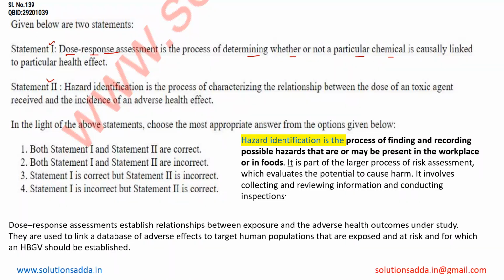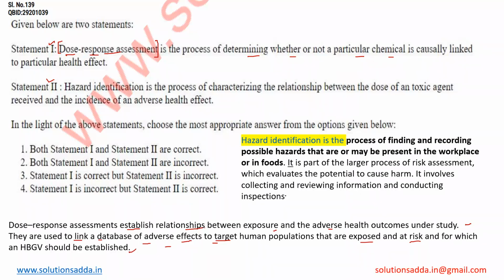We need to understand the meaning of dose response assessment. By the definition of dose response assessment, it is to establish the relationships between the exposure and the adverse health outcome under study. And hazard characterization is one of the major processes of which dose response assessment is a subpart. They are used to link a database of adverse effects to target human populations that are exposed and at risk, and for which an HBGV should be established.